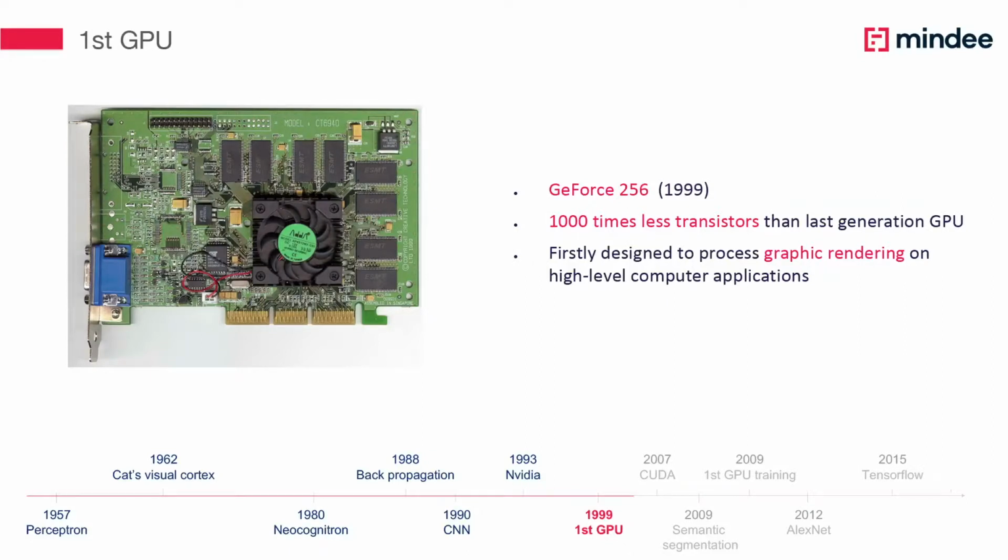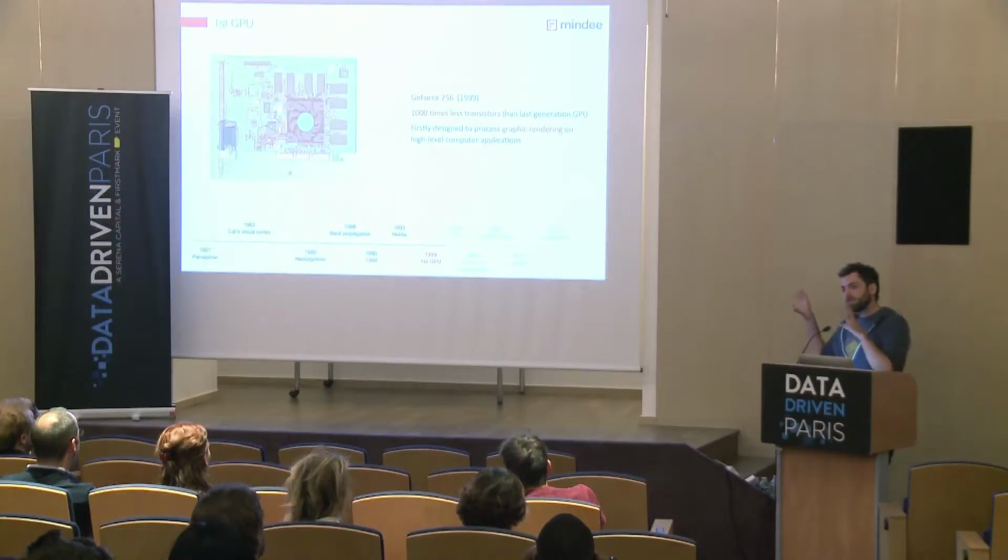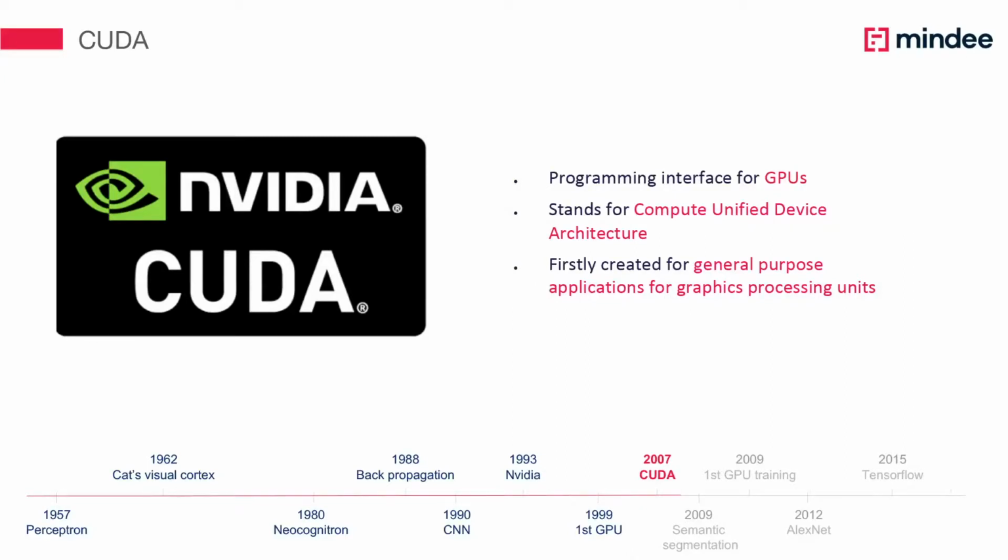The GeForce 256, sorry. It was the really first graphics processing unit, but it was at first designed just to render a graphic user interface. It has nothing to do with deep learning. But they figured out that rendering a 2D or 3D user interface is obviously just computing some matrix multiplication, matrix sum, linear algebra operations. And that's exactly the same in deep learning.